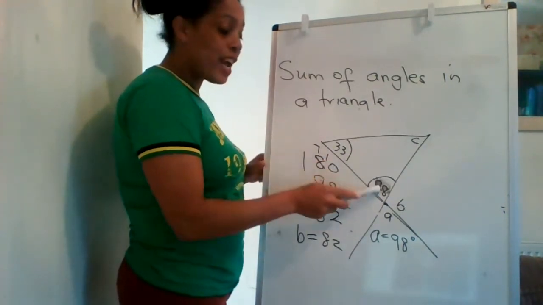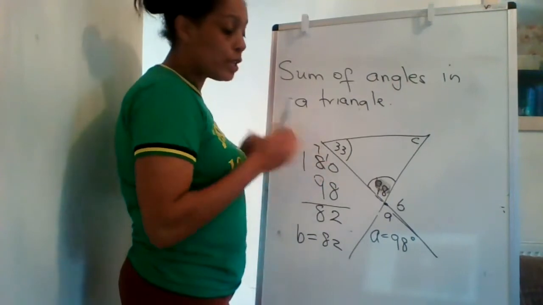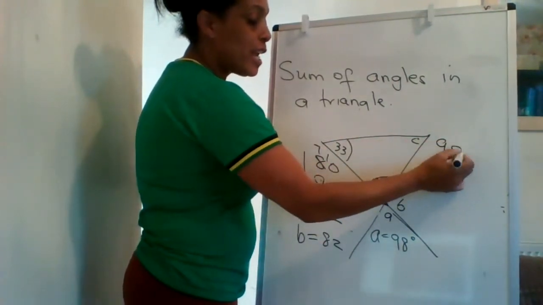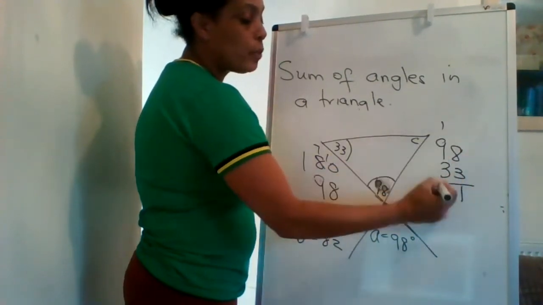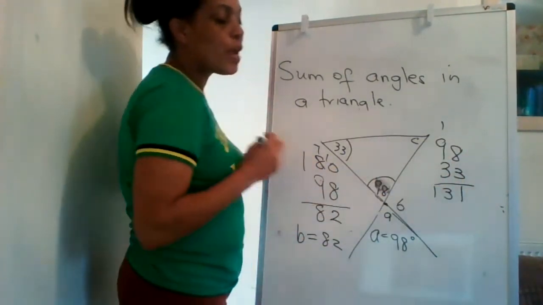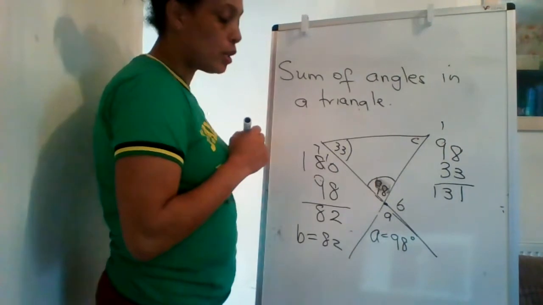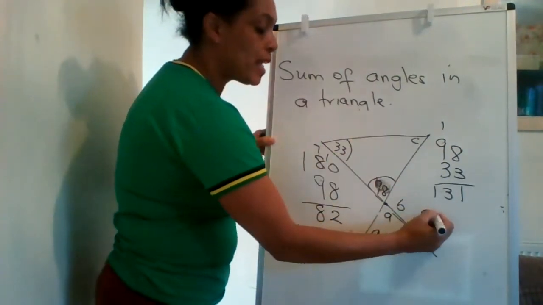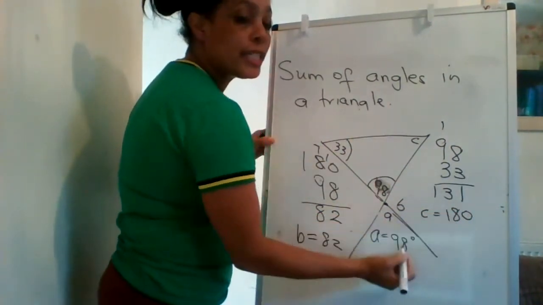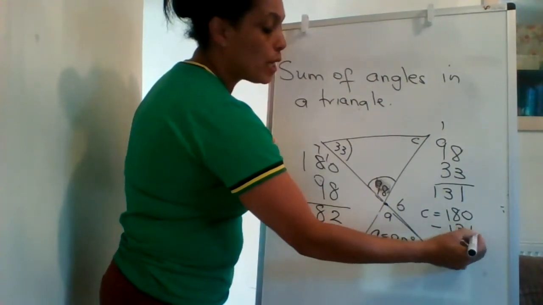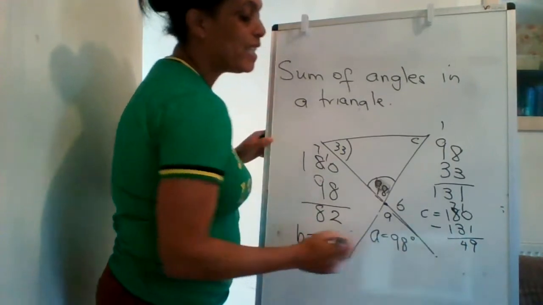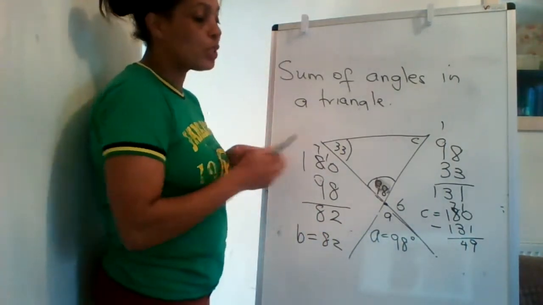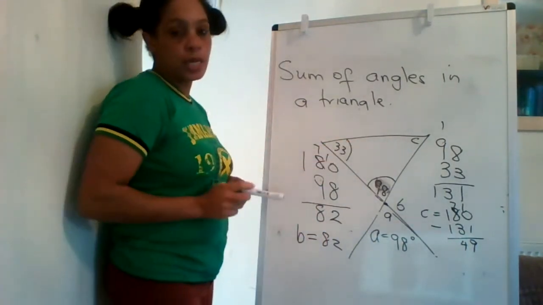So the first thing I have to say, what is the sum of these two? So we have 98 plus 33. 8 and 3, 11, 9 and 1, 10, and 3, 13. So we have 131. To find C, so C is equal to 180, take away 131. And we're going to be left with 49. So C is 49.